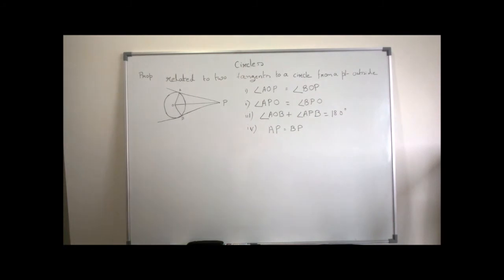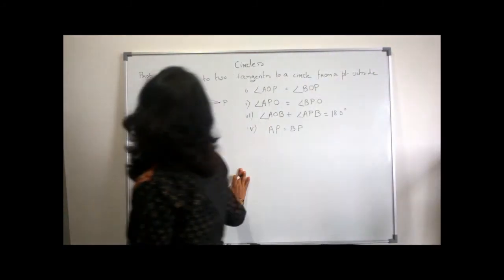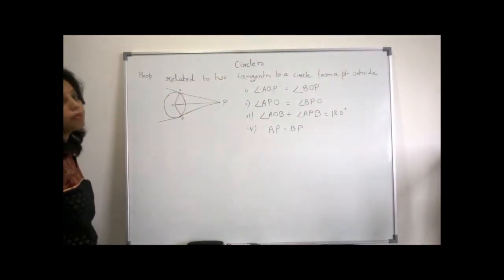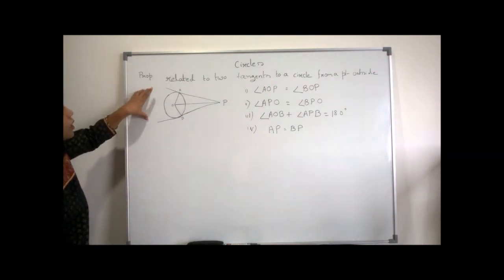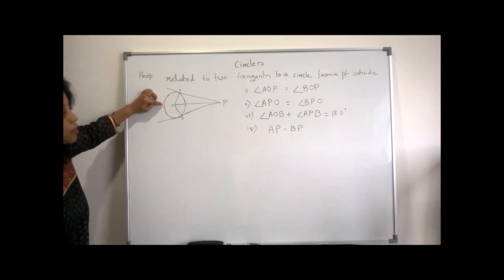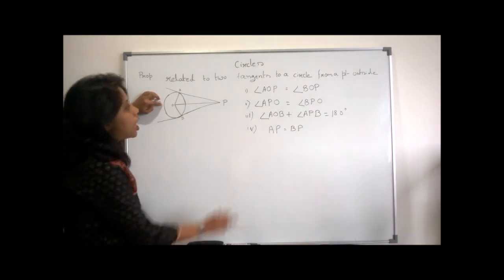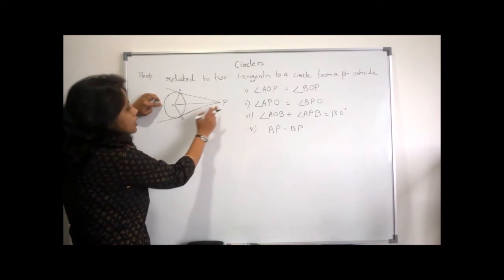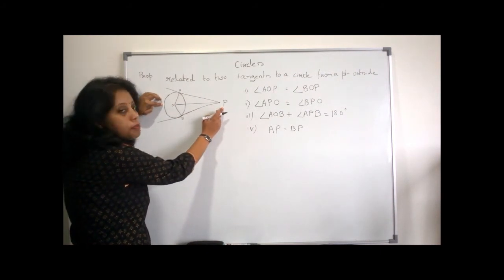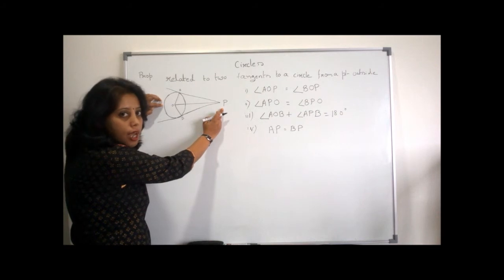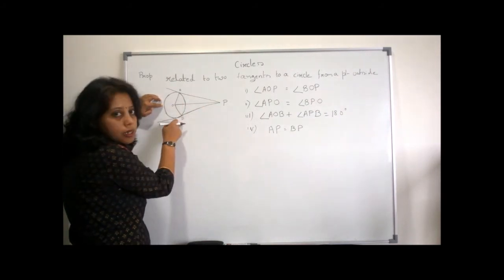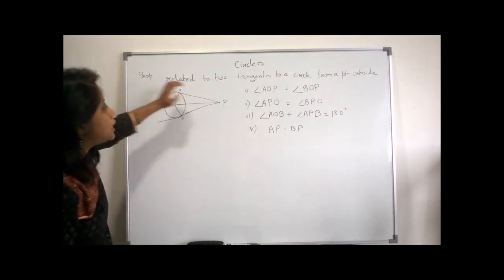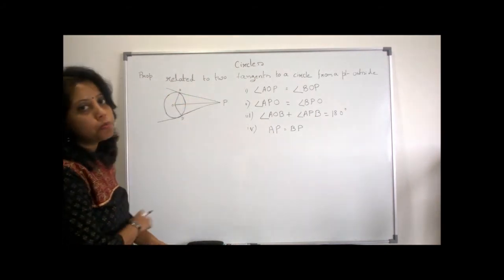Now here we discuss the property related to two tangents drawn from outside of the circle. Here our given circle has center O, and the point outside of the circle is P. From the point P, two tangents are drawn to the circle. One is PA, one is PB. So this property we have to prove here.